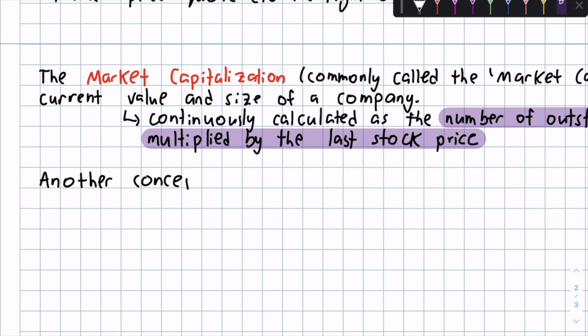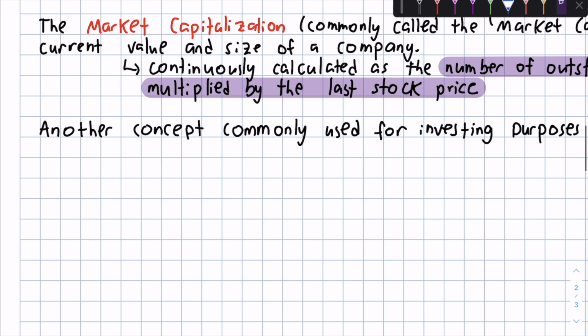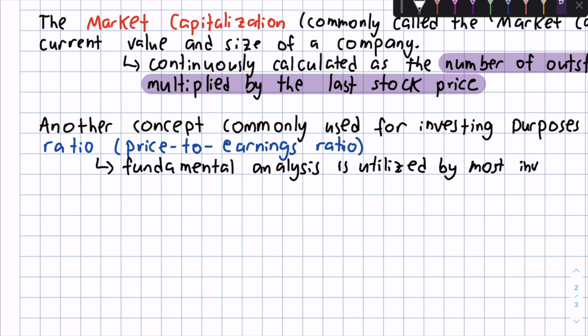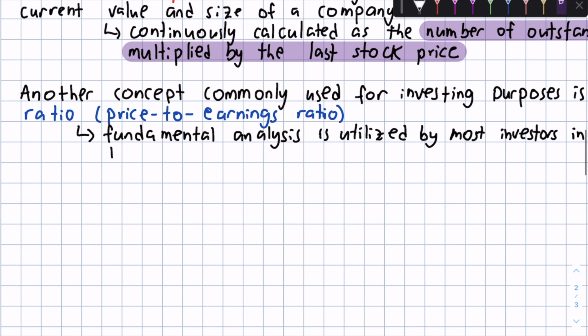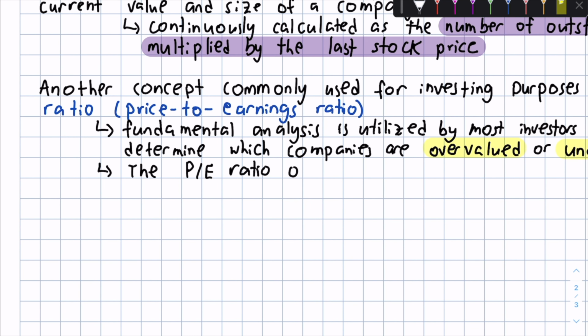Another concept that's commonly used for investing purposes and utilizes fundamental analysis is the PE ratio, or the price to earnings ratio, which you might know from your finance classes. Fundamental analysis is utilized by most investors, and it's done in order to determine which companies are over or undervalued, and this is where PE plays a role. The PE ratio offers a way to determine this subjectively.